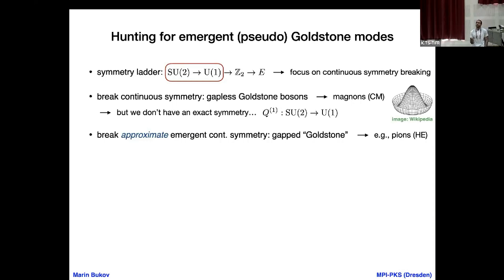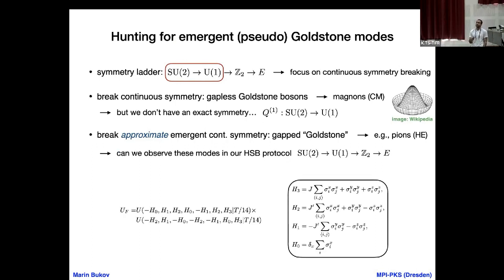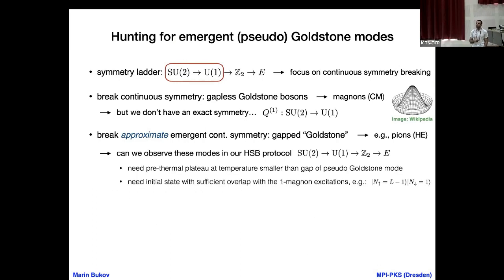Now, what this means, of course, is that once this excitation is gapped, then it will have a finite lifetime, exactly like these particles. And so the question is now, can we observe such modes in our ladder in time? I'm going to be using the same example that I showed you before. In order to observe such an excitation, there are a few requirements, and maybe there are even more, but at least the ones that we know so far: you want to make sure that the temperature of your prethermal plateau is sufficiently small so that you can see the properties of that particle, in particular smaller than the gap of the pseudo-Goldstone mode.